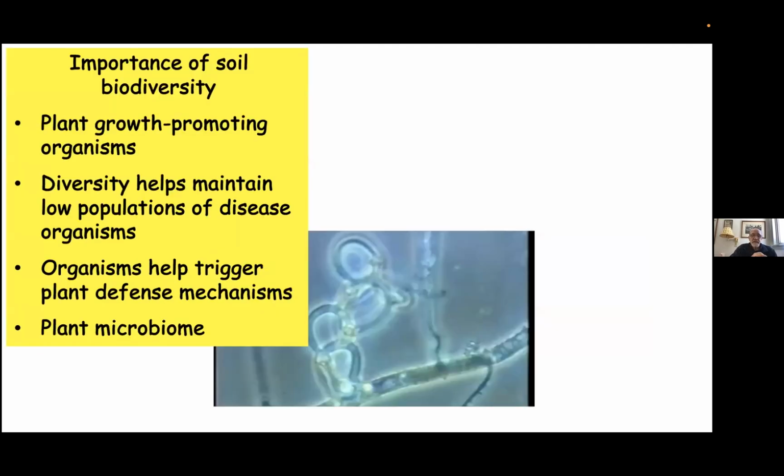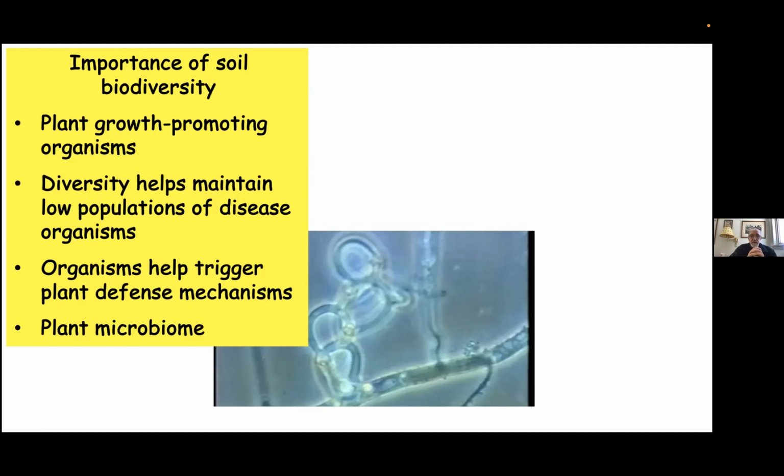Okay. Let me get to the organisms, the living organisms, which is very important. You hear a lot about biodiversity. You hear very little about biodiversity in soils. And it's very important because you have in soils plant growth promoting organisms. The diversity helps maintain low population of disease organisms if it's diverse. If it's not diverse, these disease organisms can explode in populations.